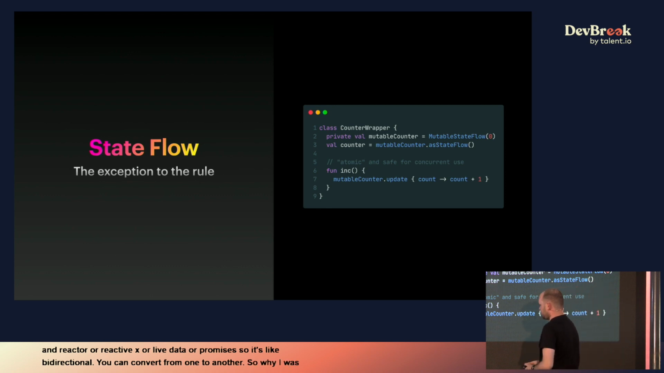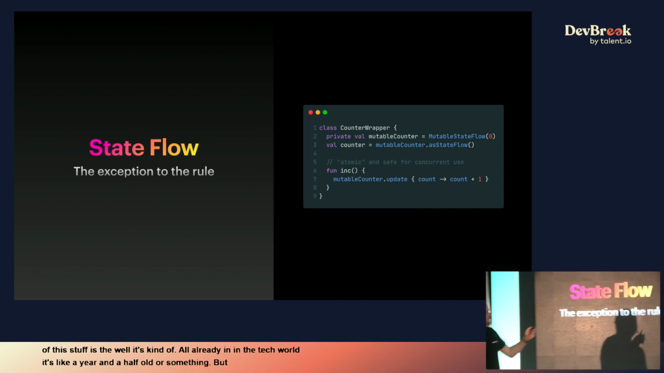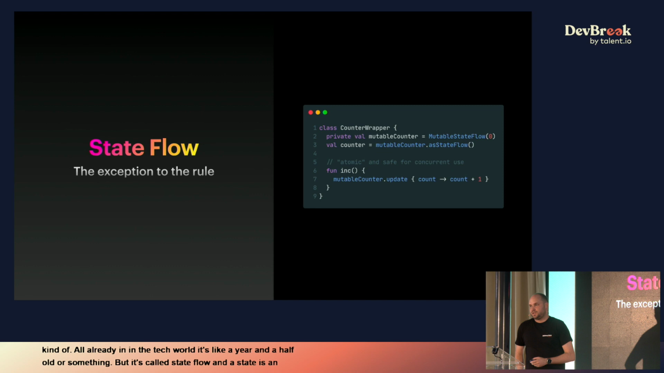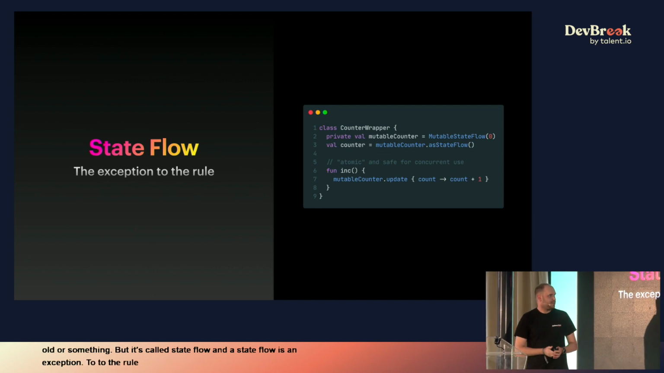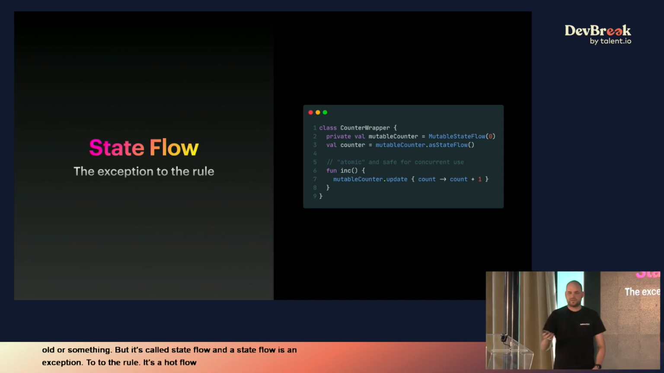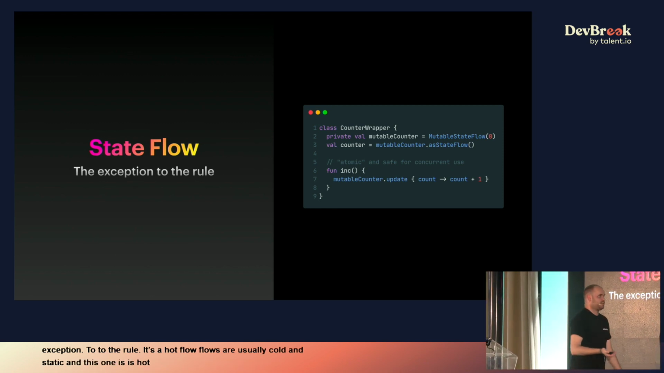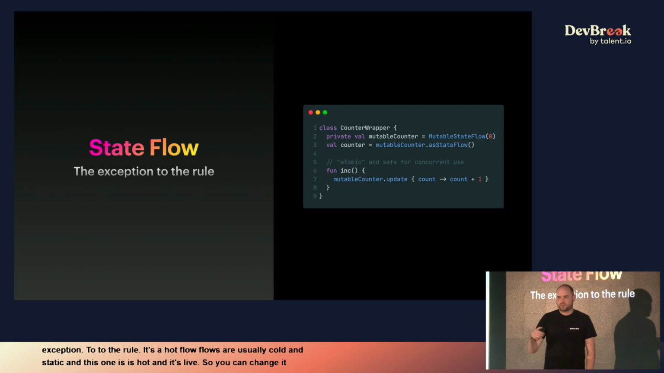So why I was mentioning conflation and why I was mentioning hot and cold and all of this stuff is it's kind of old already in the tech world. It's like a year and a half old or something. But it's called StateFlow. And a StateFlow is an exception to the rule. It's a hot flow. So flows are usually cold and static, and this one is hot and it's live. So you can change it, and it would trigger events.